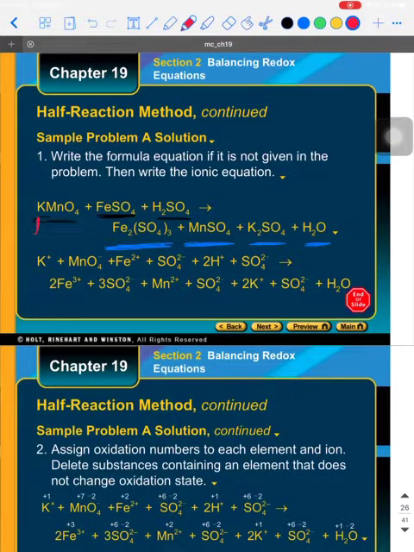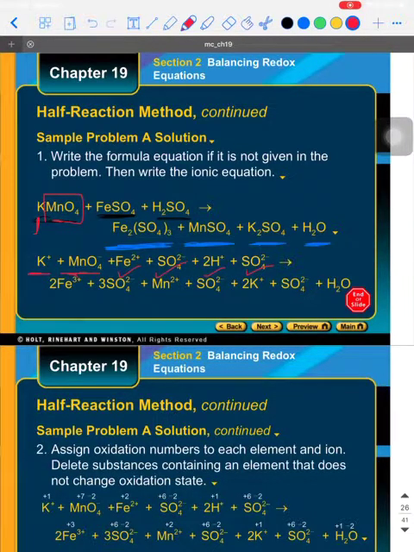Here, the potassium is positive 1. Therefore, the MnO4 is negative 1, of course. Here, iron is positive 2. The SO4 is negative 2. Okay. The hydrogen, 2 hydrogens, each of them is positive 1 as shown in the previous video. The SO4 is negative 2.